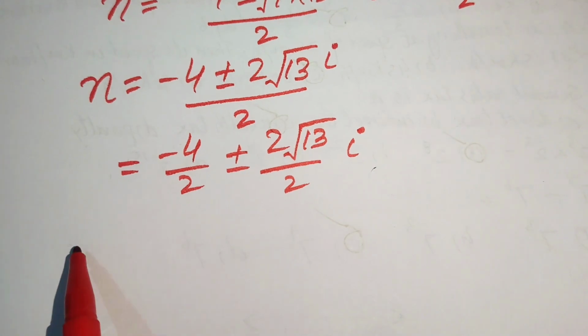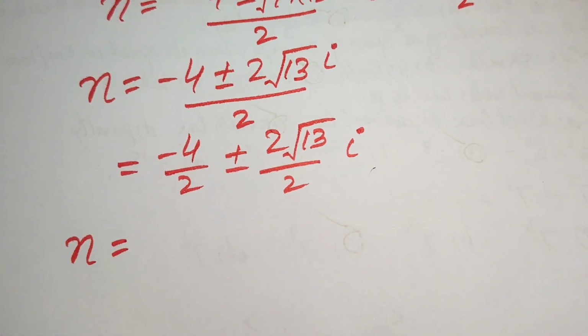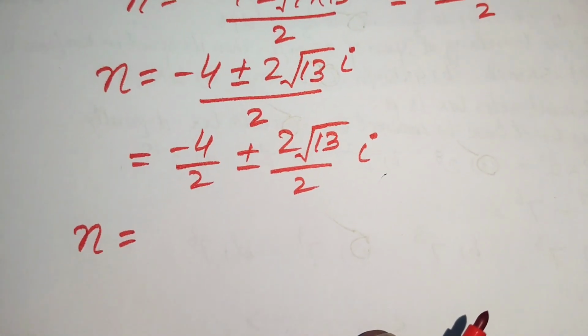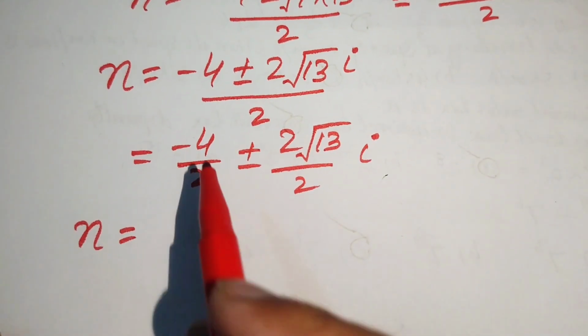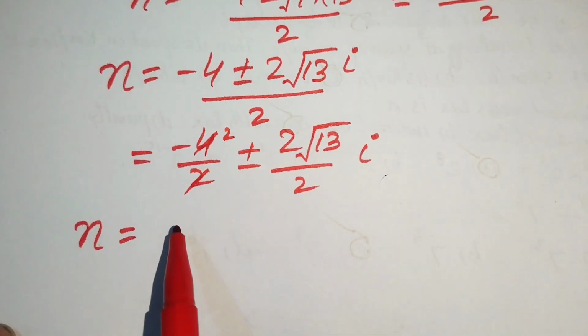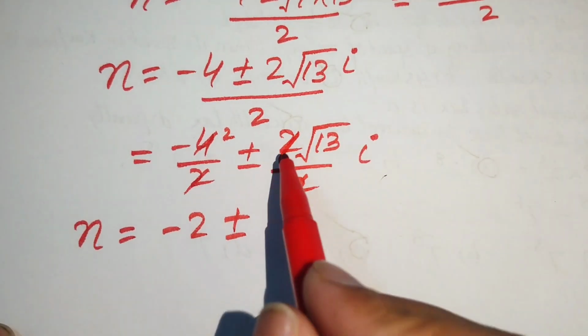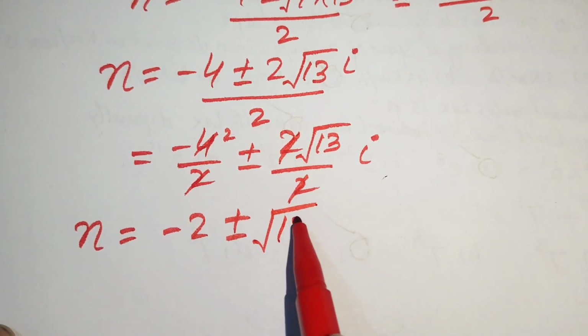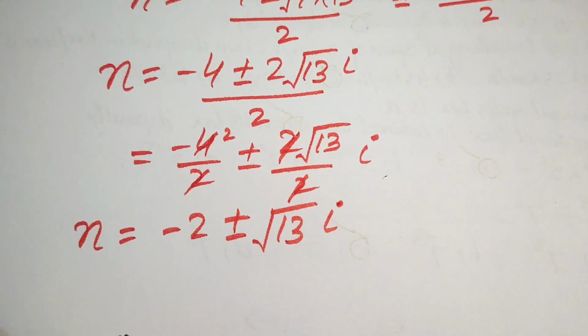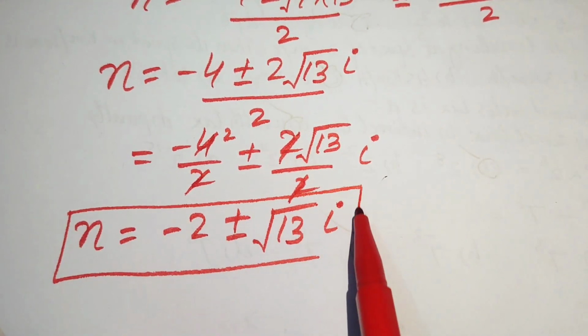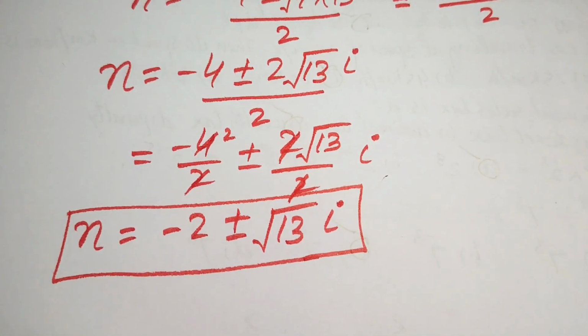We write the other roots of this equation in simplified form, so we need to break this fraction. Here you see that the 2 and 4 are cancelled, and we get minus 2 plus minus, and this 2 is cancelled out by this 2, and we get square root of 13 into iota. So these are the other two complex roots of the given equation.